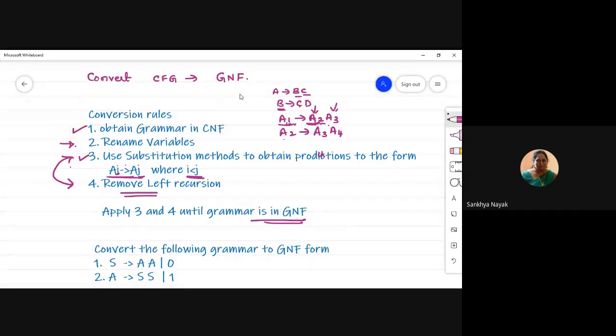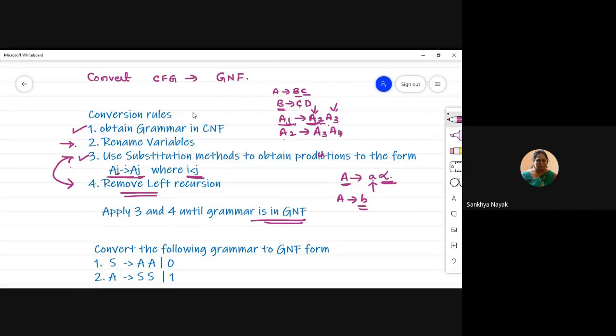So what is Greibach normal form? We saw that it's something like this, right? A non-terminal which produces a single terminal followed by a set of non-terminals, and also something which may generate just a terminal. So this is an epsilon-free grammar.